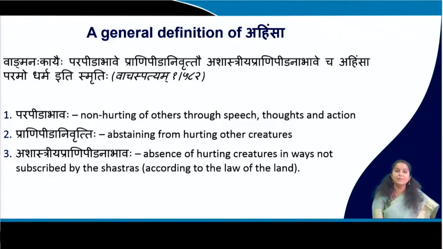And ashastriya prani pidana bhavaha, absence of hurting creatures in ways not subscribed by the Shastras or according to the law of the land. Now just one thing is, sometimes there are certain instances when one might have to do some kind of a violence, some kind of a hinsa, but it has to be done according to the laws of the land, is what is being suggested here. And what more, it's saying that this is the paramo dharma, this is the highest kind of a truth, or this is the highest kind of duty or law that one should follow. Why, we will see ahead.